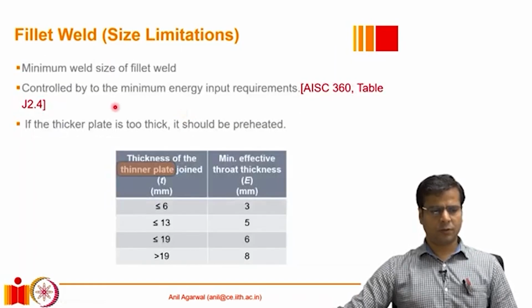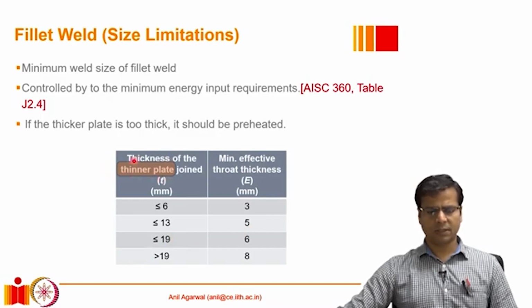Similar to the Indian code, the American code AISC 360 also has a requirement of a minimum size for a fillet weld. Here you can see the table. If let's say the plate thickness is around 20 mm or 19 mm, we need a minimum weld of size 6 millimeter, which is very similar to the Indian code value, about 1/3 of the plate thickness.